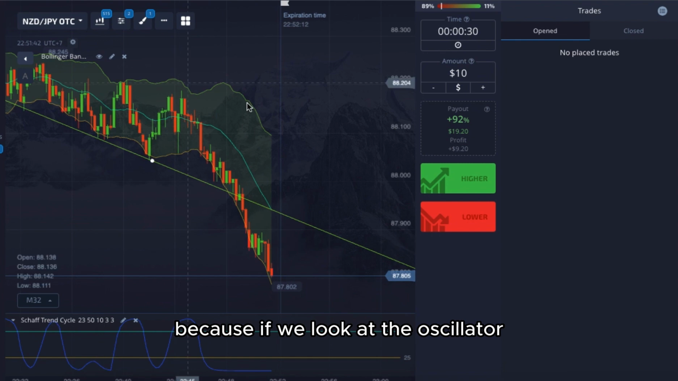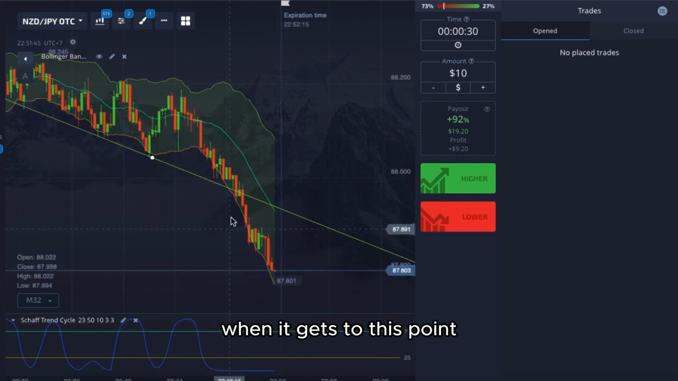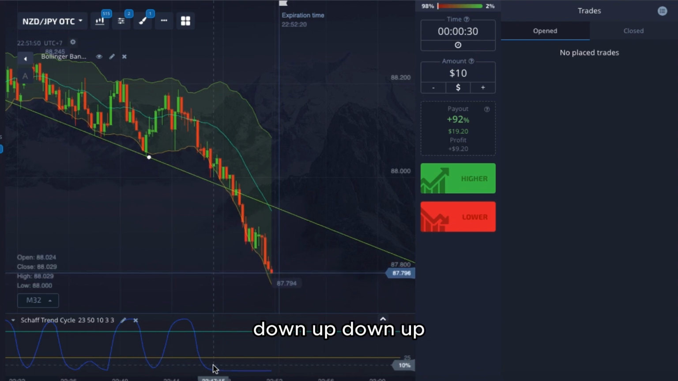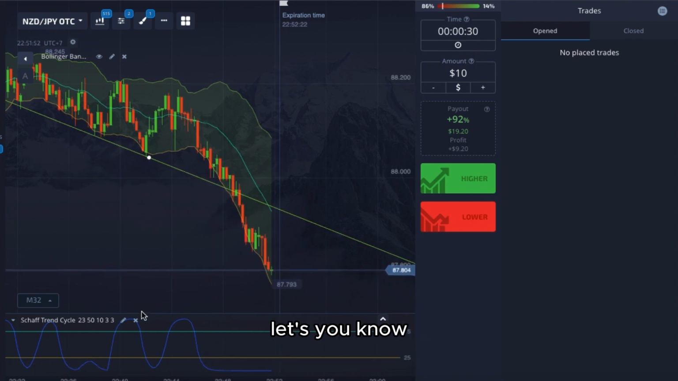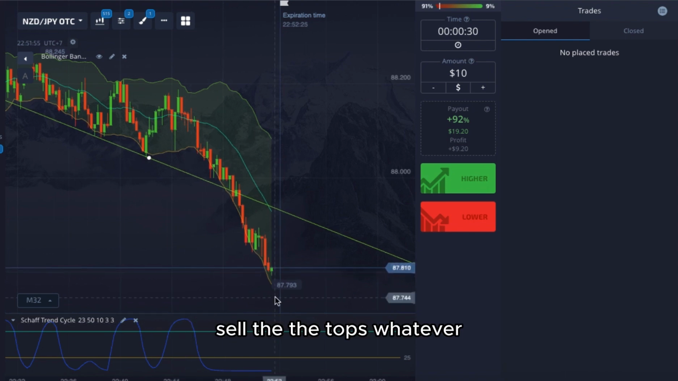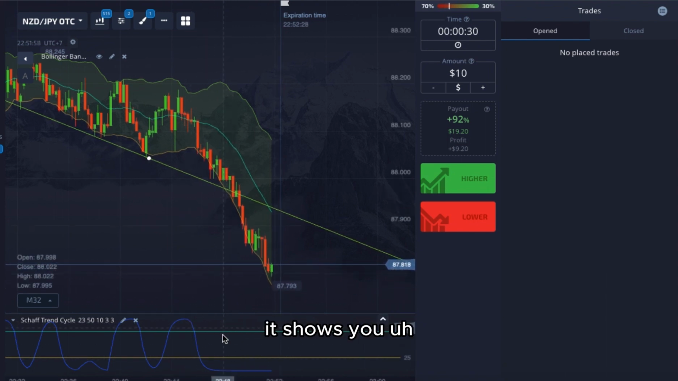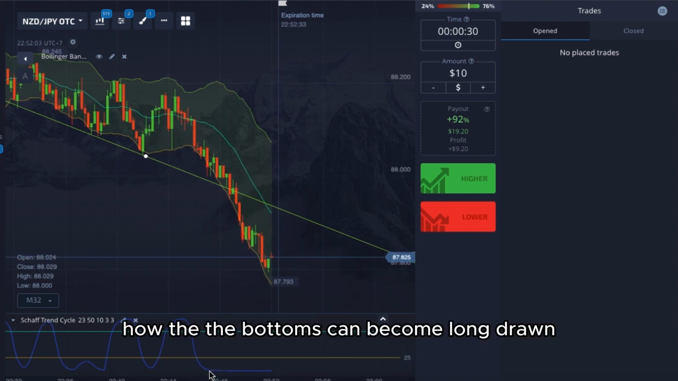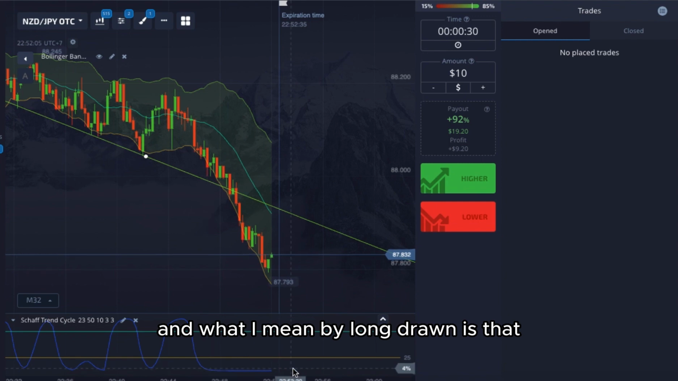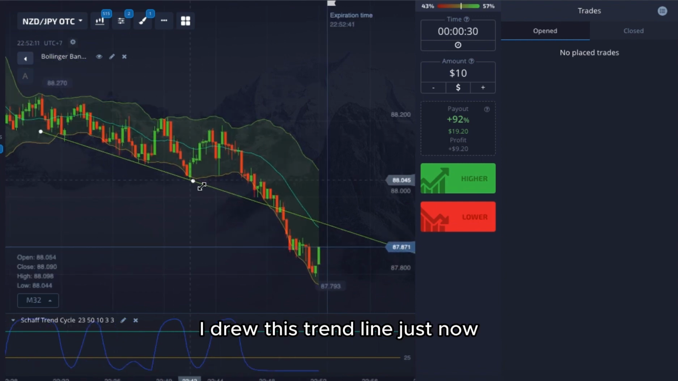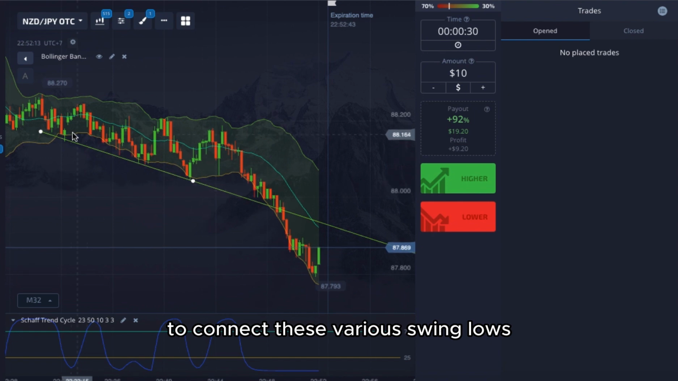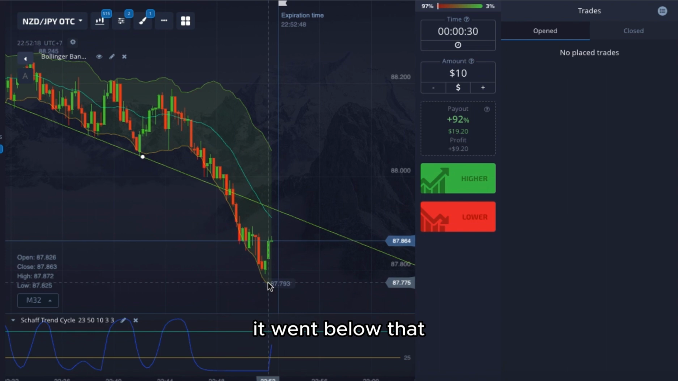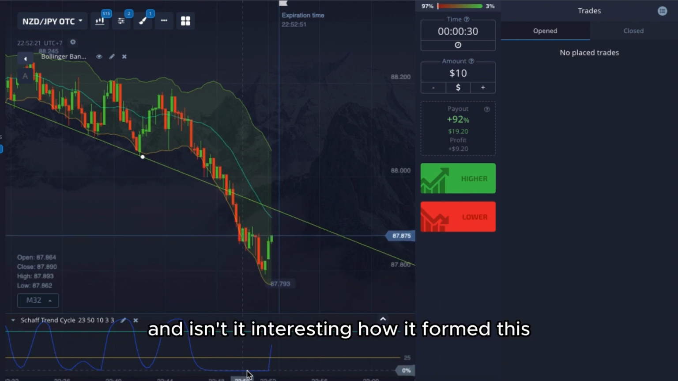Because if we look at the oscillator, most of the time when it gets to this point, maybe anywhere here, automatically you think, okay, down, up, down, up, let's buy the dips, let's sell the tops or whatever. But in this case, it shows you how the bottoms can become long drawn. And what I mean by long drawn is that I drew this trend line just now to connect these various swing lows, and in fact it went below that. And isn't it interesting how it formed this?